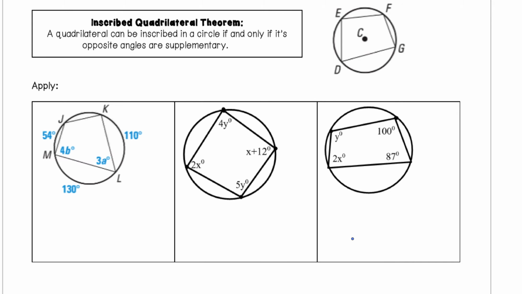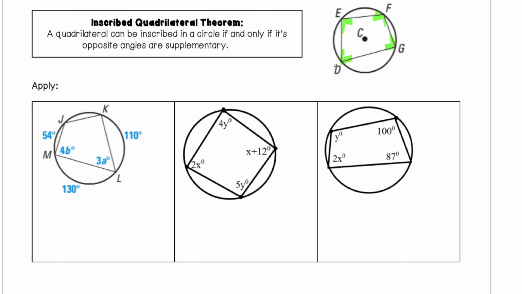Finally, we are left with our inscribed quadrilateral theorem. The inscribed quadrilateral theorem says that a quadrilateral can be inscribed in a circle if and only if its opposite angles are supplementary. So by inscribed in a circle, we mean that all of these angles must have vertices on the circle. So all 4 vertices of my quadrilateral can be inside of this circle as long as those opposite angles are supplementary.